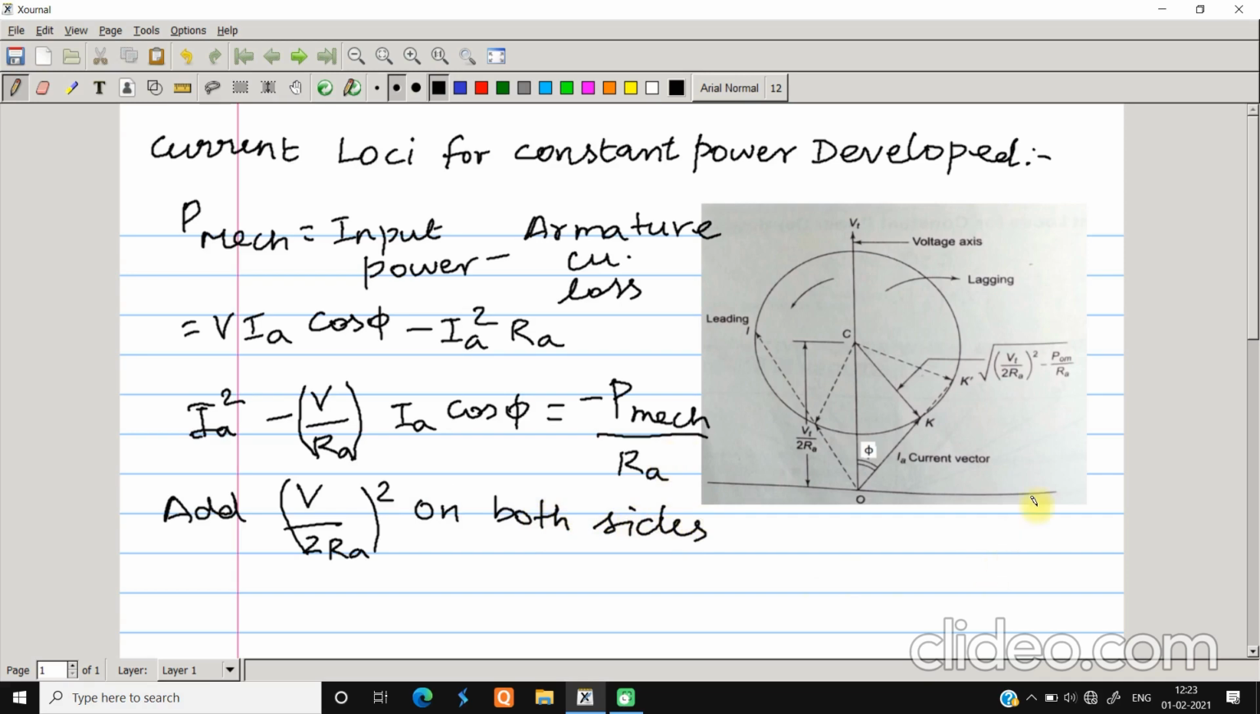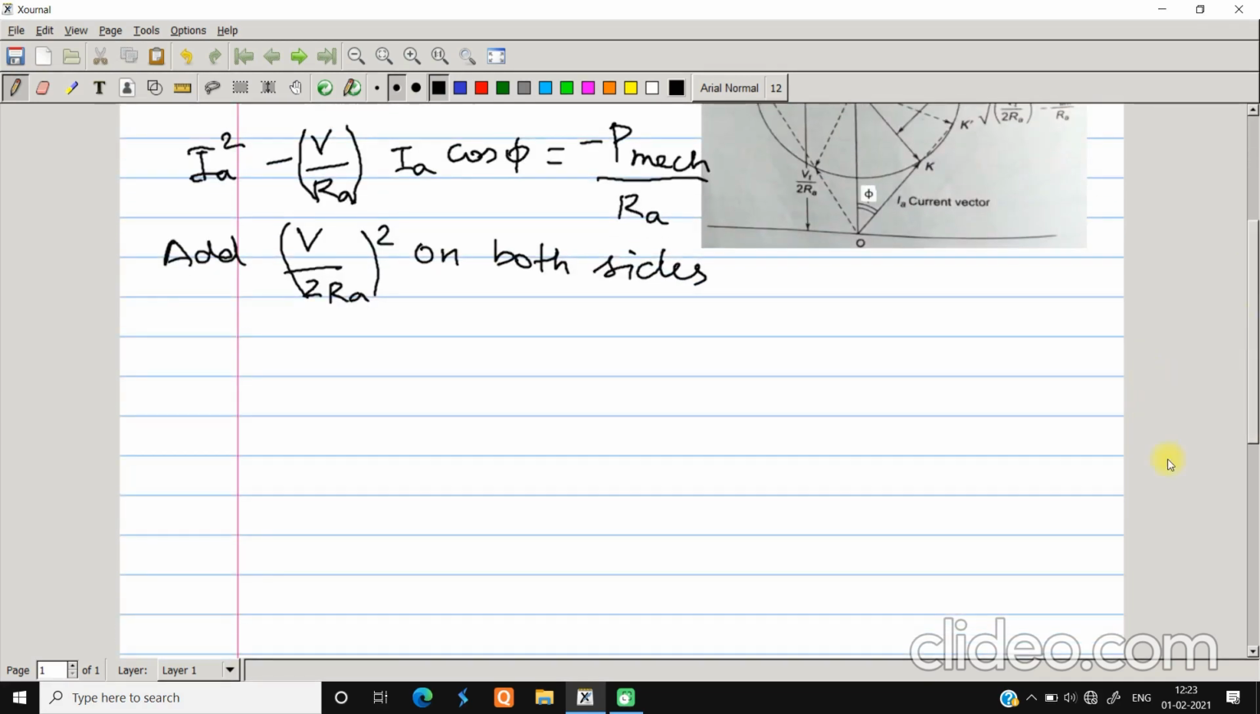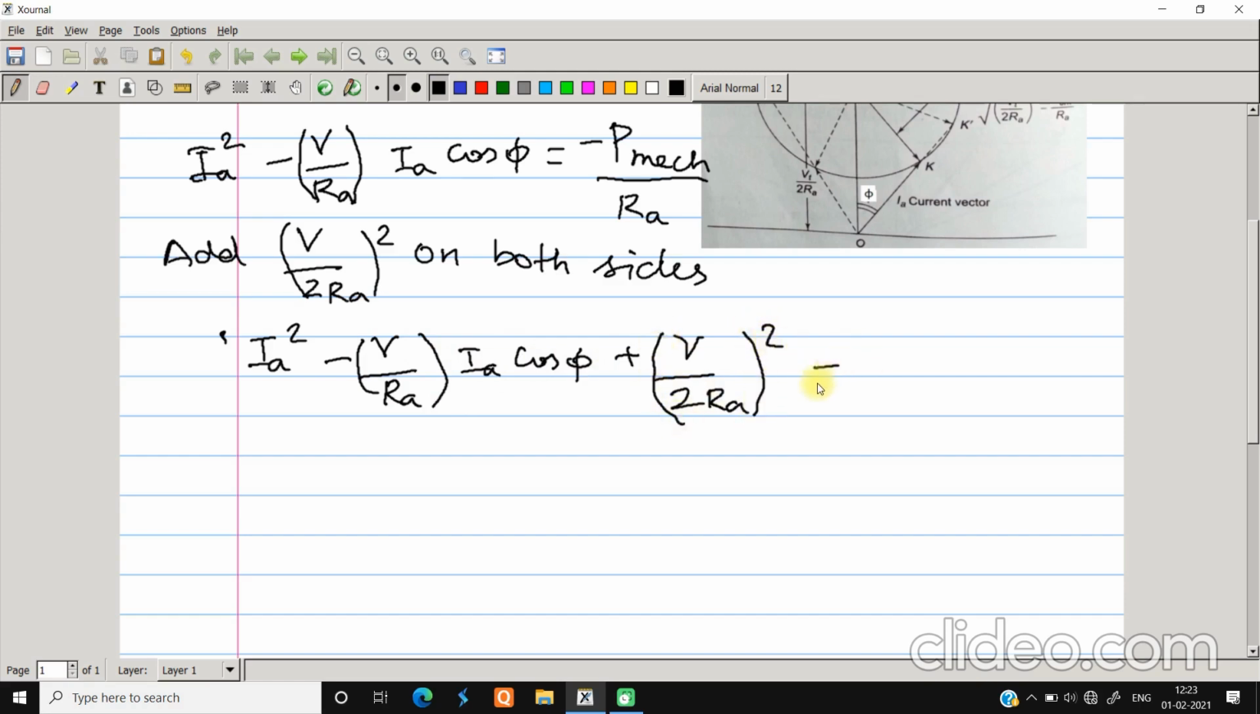So if we add this term to this equation, we will have Ia square minus V divided by Ra into Ia cos phi plus V by 2Ra the whole square, which is equal to minus P mechanical divided by Ra plus V by 2Ra the whole square.